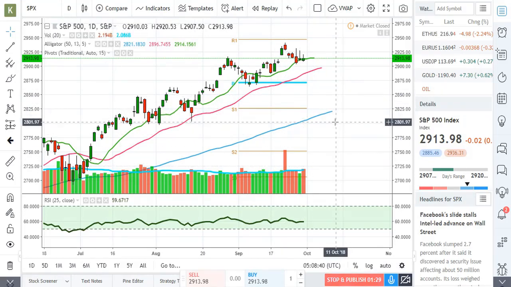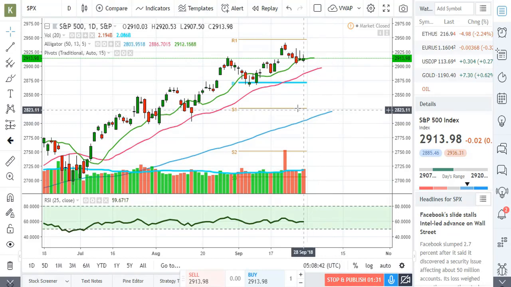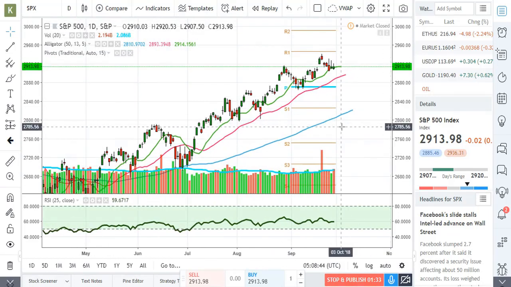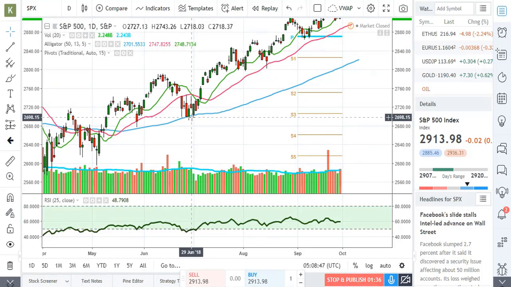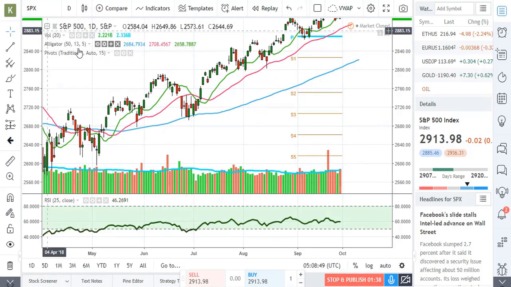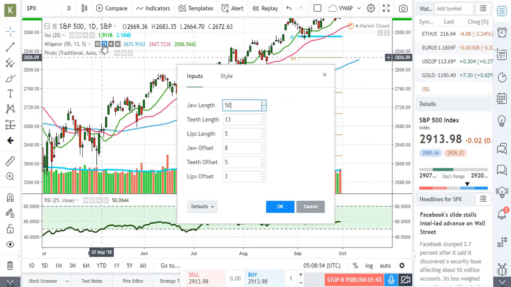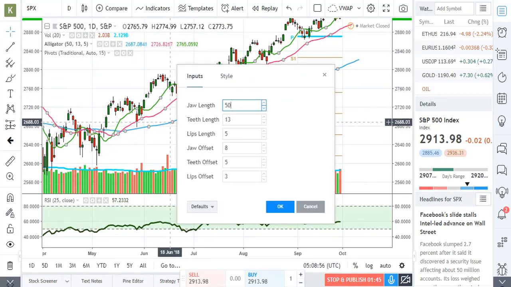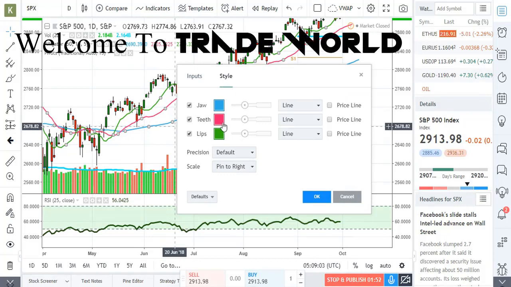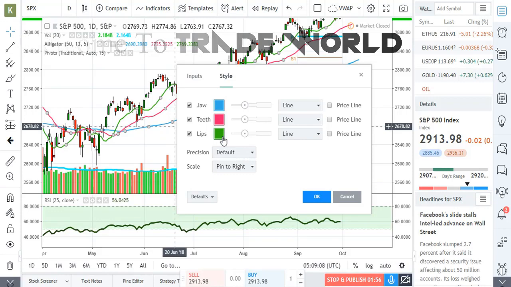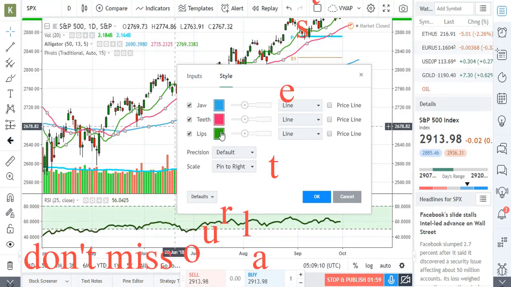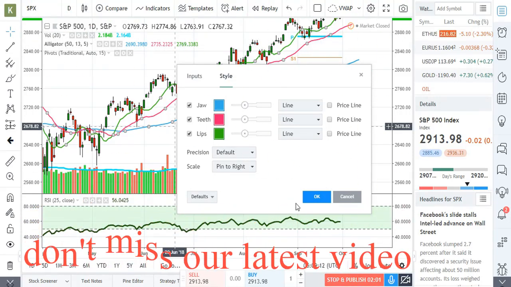So here is S&P. If you can see it, that's the Williams Alligator 50. This is our setup. If you guys are asking, our jaw length is 50, teeth length 13, and lips length is 5. The below one, that's 50, 13, and the green one, that's the 5. 50, 13, and 5.